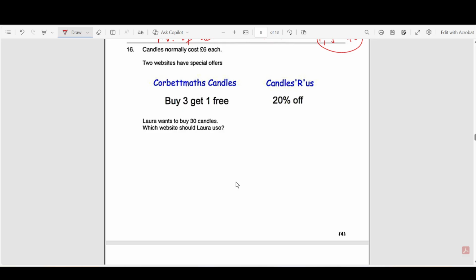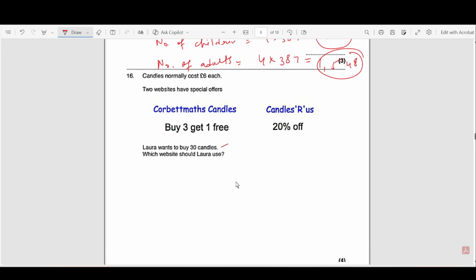Now let's see the next question. Candles normally cost £6 each. Two websites have special offers. One website has buy three get one free. Another has 20% off. Laura wants to buy 30 candles. Which website should Laura use? Basically the question is asking which is the best offer, where we have more discount.